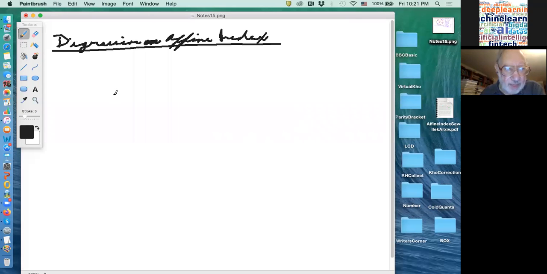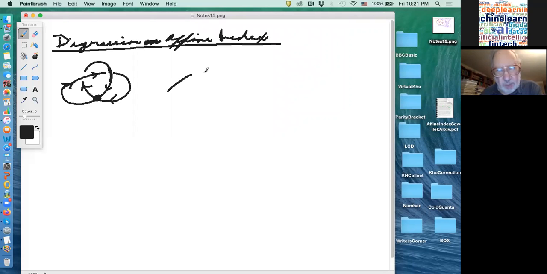Remember how we did the affine index polynomial? I want to recall it for you, so let's look at it for some case. We might want to calculate the affine index polynomial for this knot here, and we're going to find out it gives us a non-trivial result.